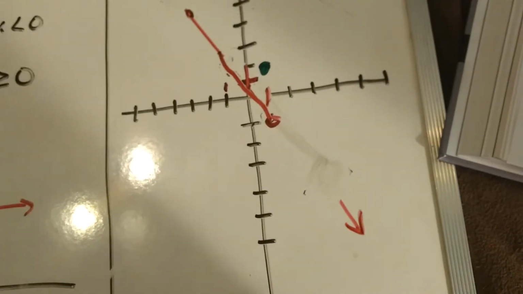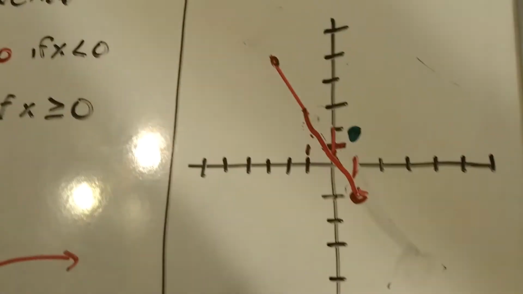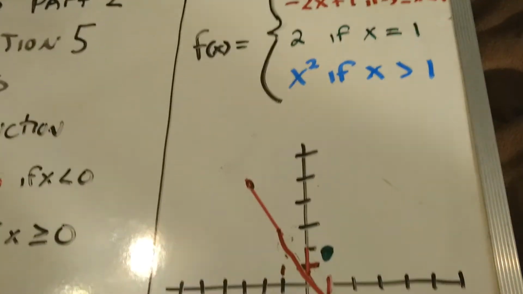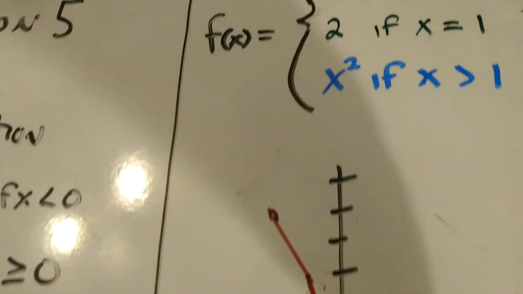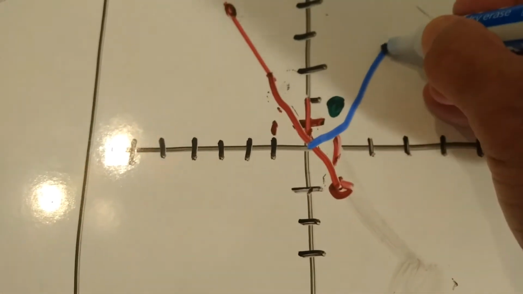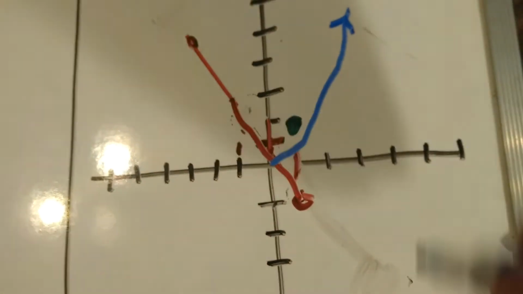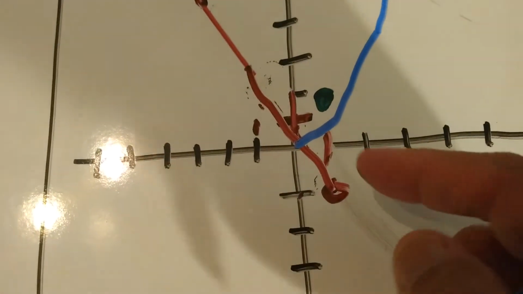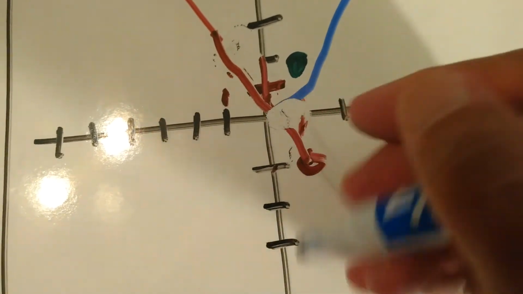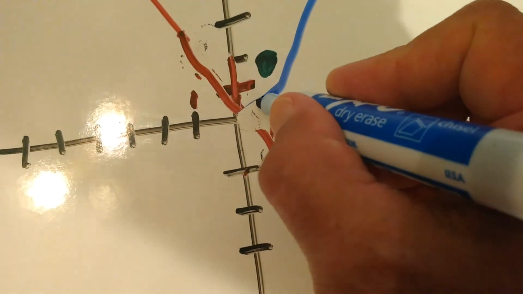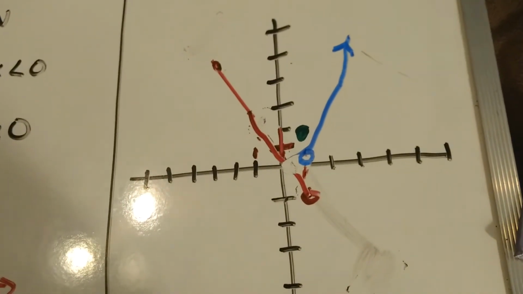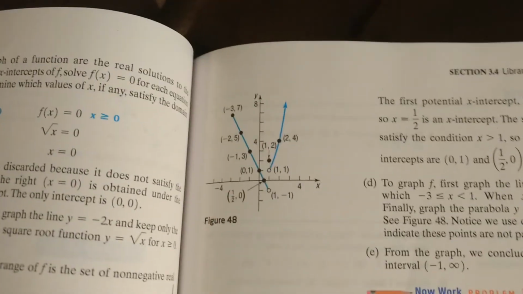The last part of the graph deals with the squared graph, and it's if x is greater than 1. If we know the squared graph, it does something like this on both sides. But we have to be greater than 1, so we're not using anything that's less than 1. And we're going to have an open point here at 1 because we can't use 1. So there's our graph.